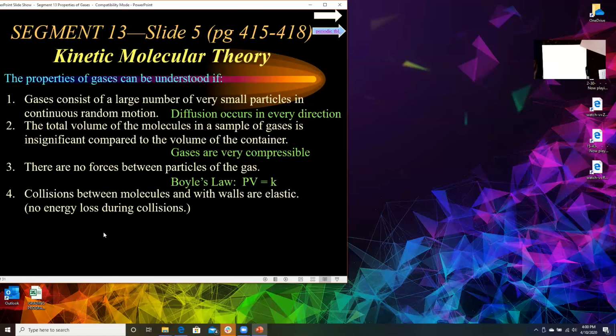If they lost energy on collision, any gas, if you wait long enough, would just turn into a liquid all by itself. That doesn't happen. Okay.